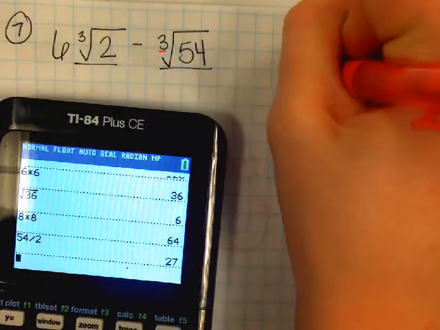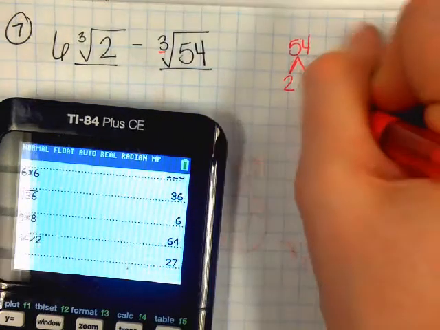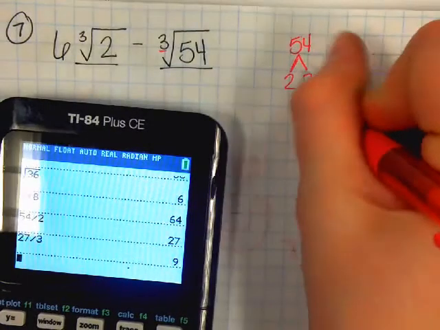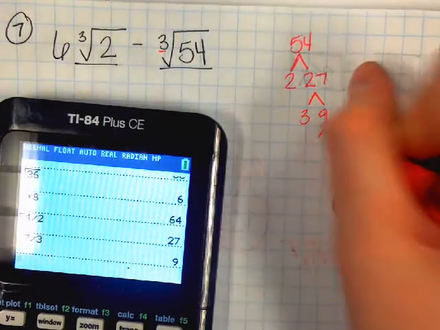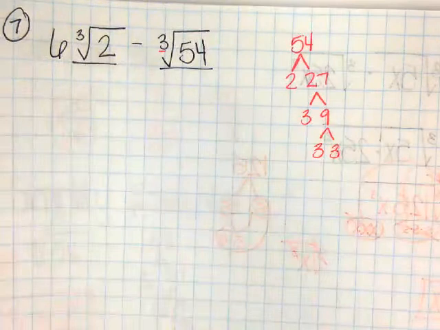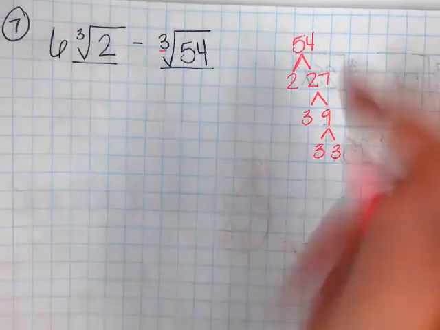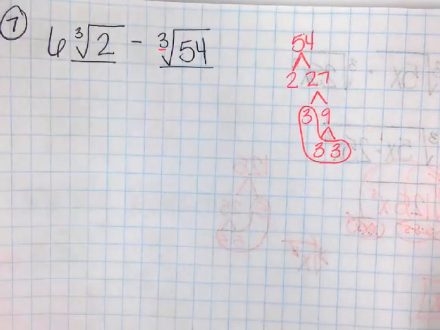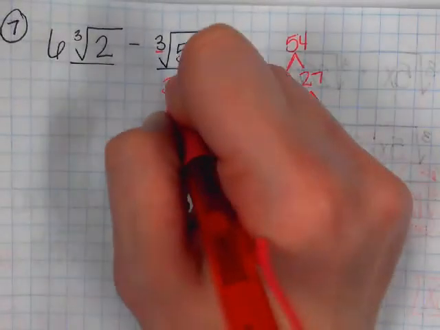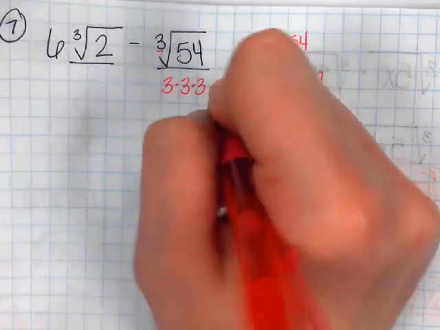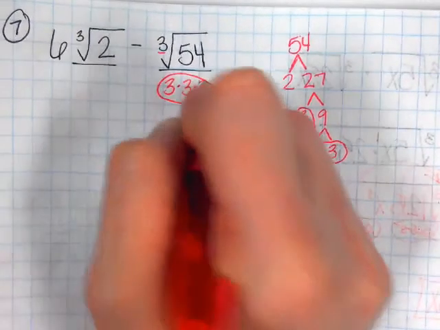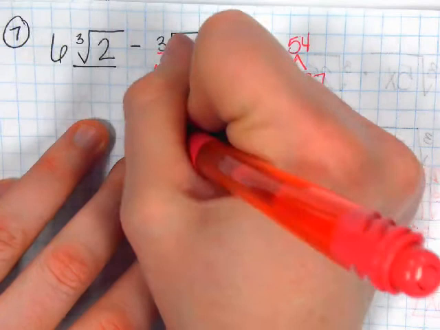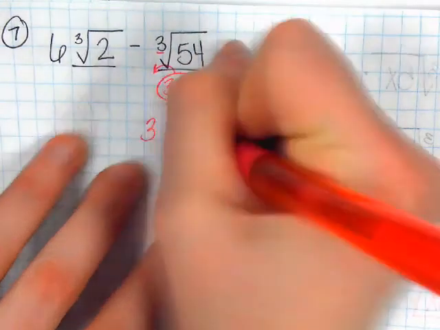So 54 is an even number, so I'm going to divide it by 2. So 2 and 27. 27 breaks down into 3 and 9. 9 breaks down into 3 and 3. Now it's a cube root, so I'm looking for a group of 3, or 3 of the same thing multiplying. So it would be 3 times 3 times 3 times 2. The 2 stays inside, the 3 comes out.